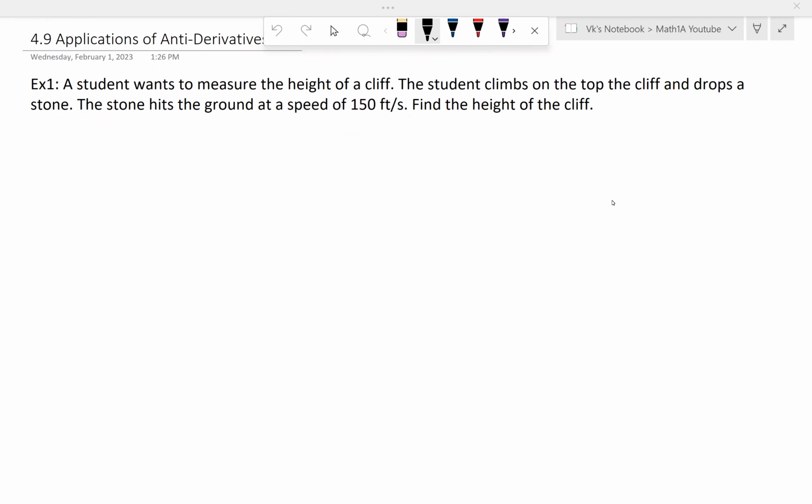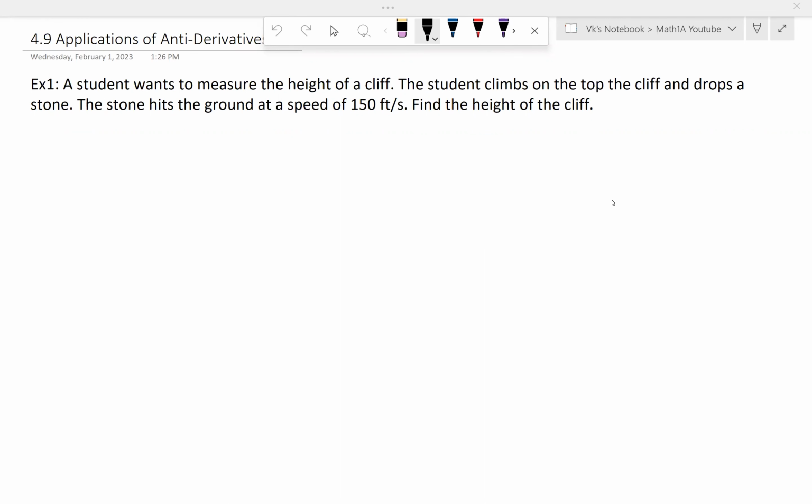Today we explore lesson 4.9, applications of antiderivatives. This is the last lesson in differential calculus. We have examples in physics, very useful. Let's take a look.